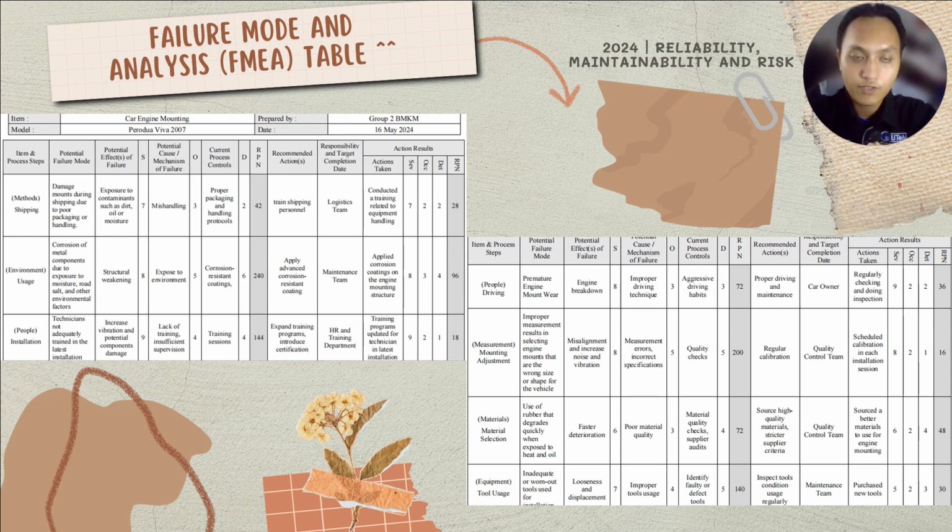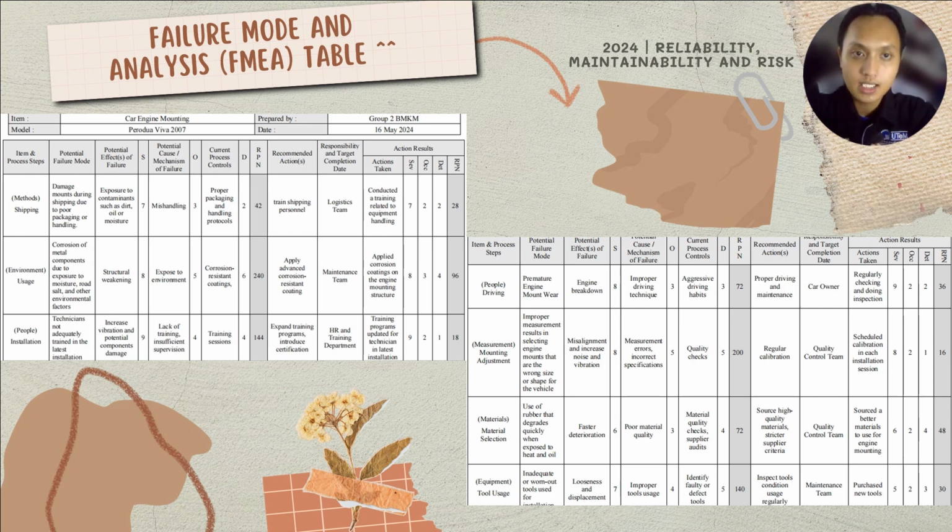For example, in the first column, which is the method shipping, the potential failure mode is damaged mount during shipping due to poor packaging or handling. The potential effect of the failure mode is exposure to contaminants such as dirt, oil, and moisture. The severity that we can assume is 7 because it will impact the structure of the component. The potential cause, of course, is mishandling by the company. And the occurrence is 3 because it does not often happen in industry, but it has happened.